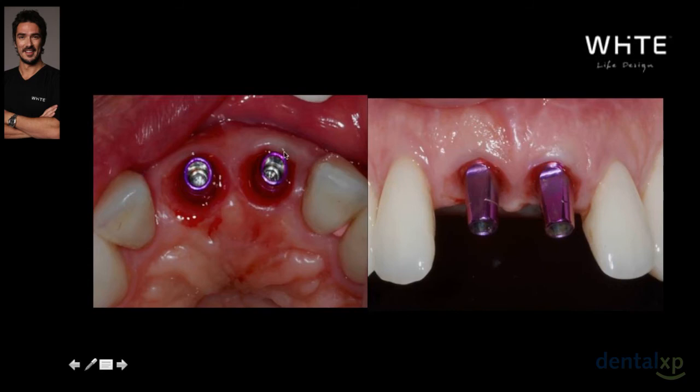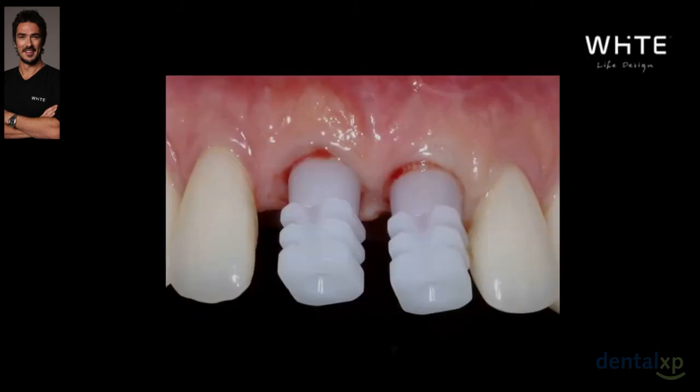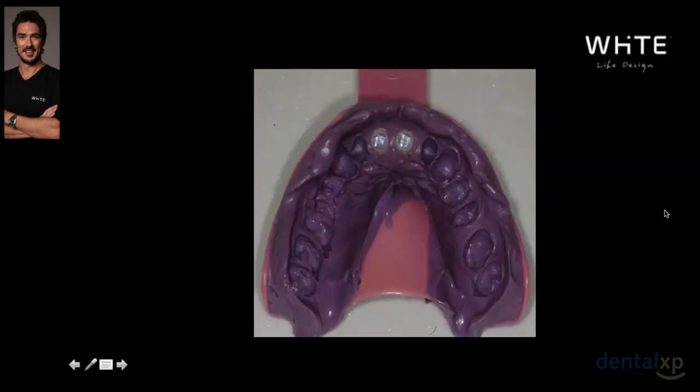These are the impression copings of the MIS system, color coded, very simple, very hard to make mistakes with this. They allow for ideal visualization from the lab. And as you can see here, you get a perfect impression every time. We send that off to the lab.